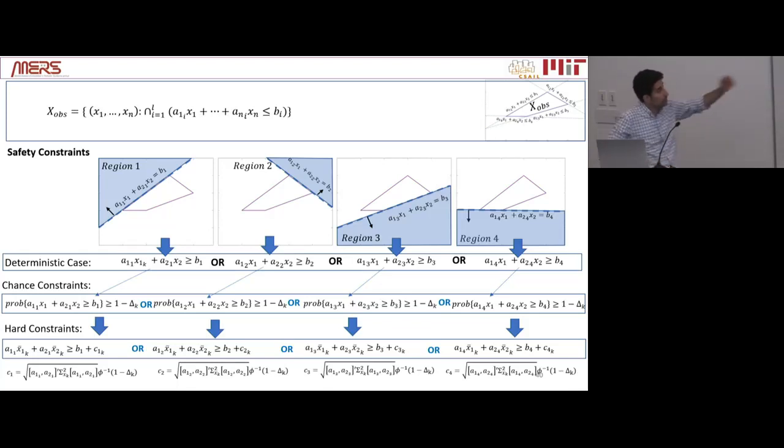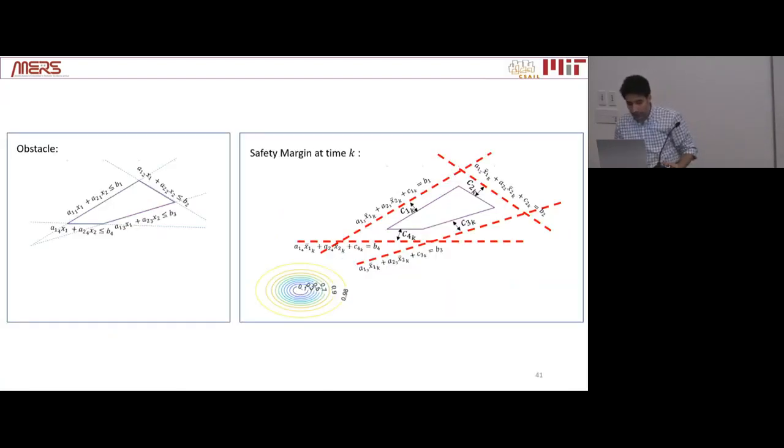If we plot these new inequalities, we will see something like this. So this is our original obstacle. The red lines are the new obstacles. It is a new obstacle whose size depends on the safety margin. As the safety margin increases, this obstacle will increase.